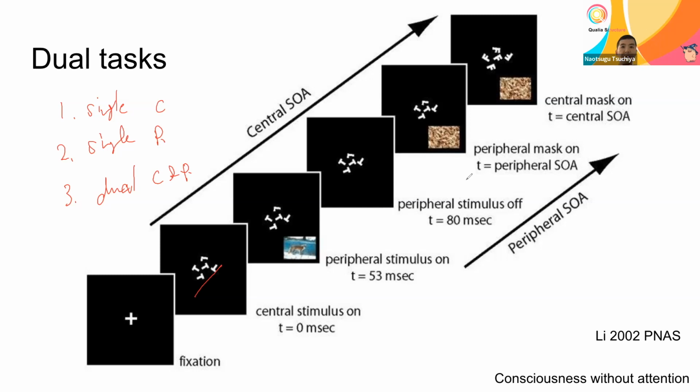and the subject reports whether they are the same or different. And on the periphery, there is some independent task, here an animal present or absent kind of task. Each of them is tailored to be equally difficult, like 70% correct for each. And then the question is how much interference you observe between the two when you perform them at the same time.